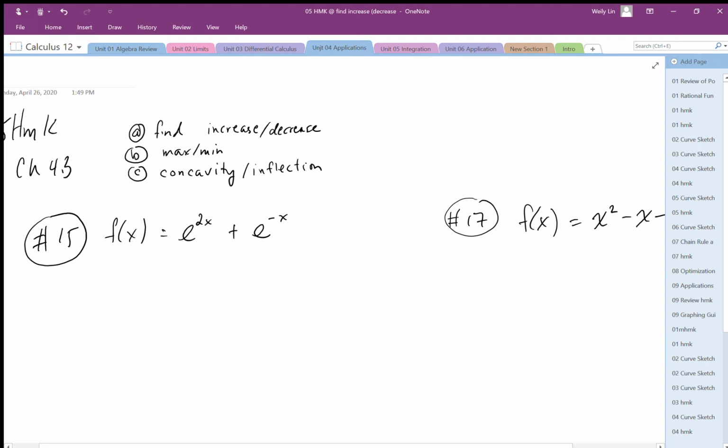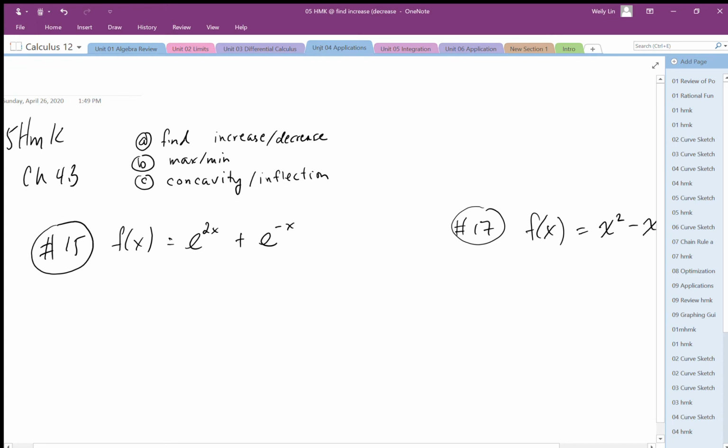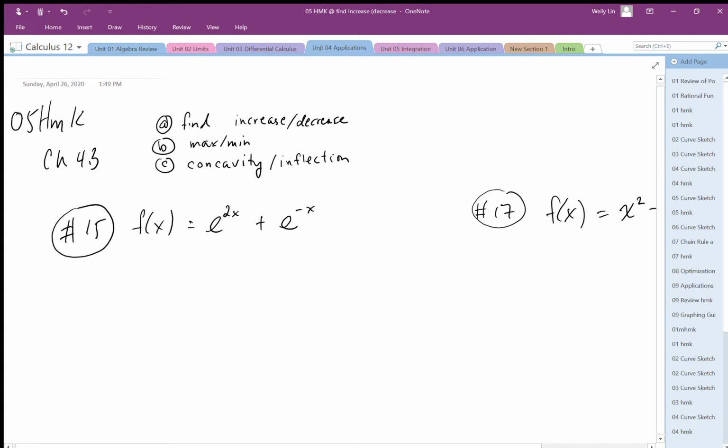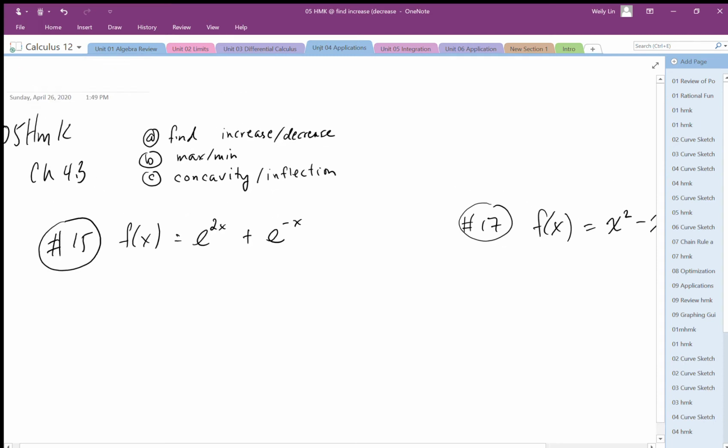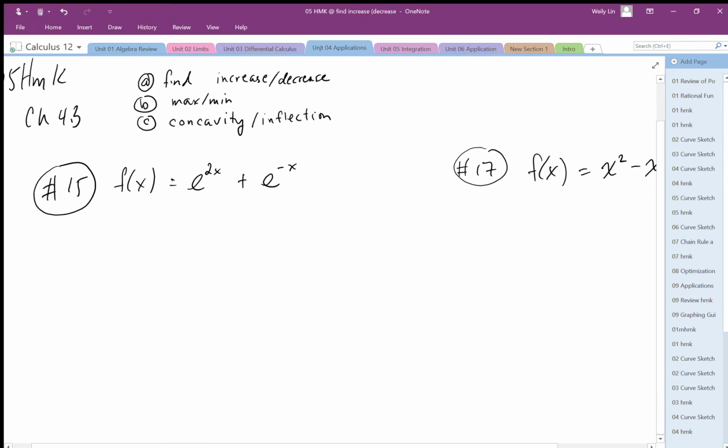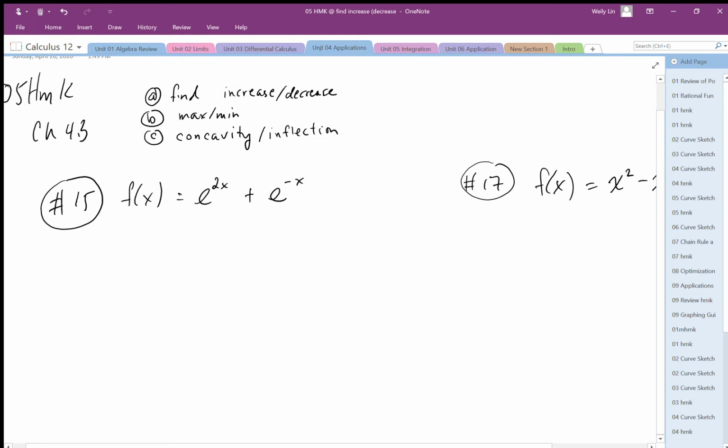So I'm just going to go over questions number 15 and 17 from the '05 homework, chapter 4.3 from the Stewart calculus book. So that's to find the increasing, decreasing regions, the max min points, and the concavity and inflection on these graphs. Okay, so I want to find the derivative.